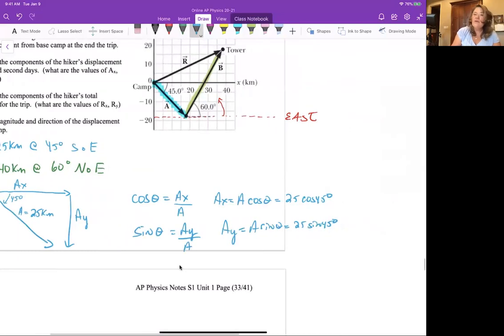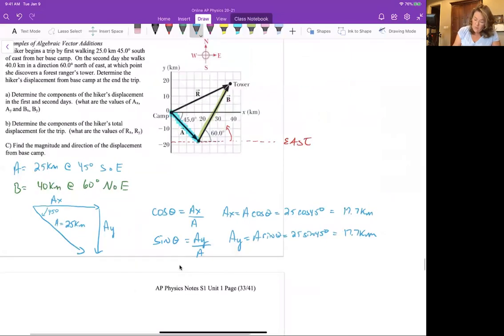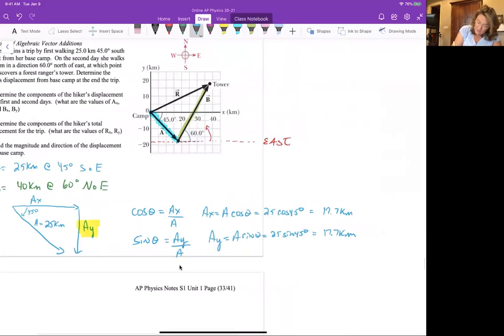Now, sine of 45, cosine of 45, the same thing. Both of those values will come out to 17.7 kilometers. If you plug that into your calculator, you will find them to be exactly 17.7 kilometers. And if you left it as that, you're going to get the problem wrong. The reason is, what direction is the y component pointing? It is negative, therefore that is a negative 17.7 kilometers.